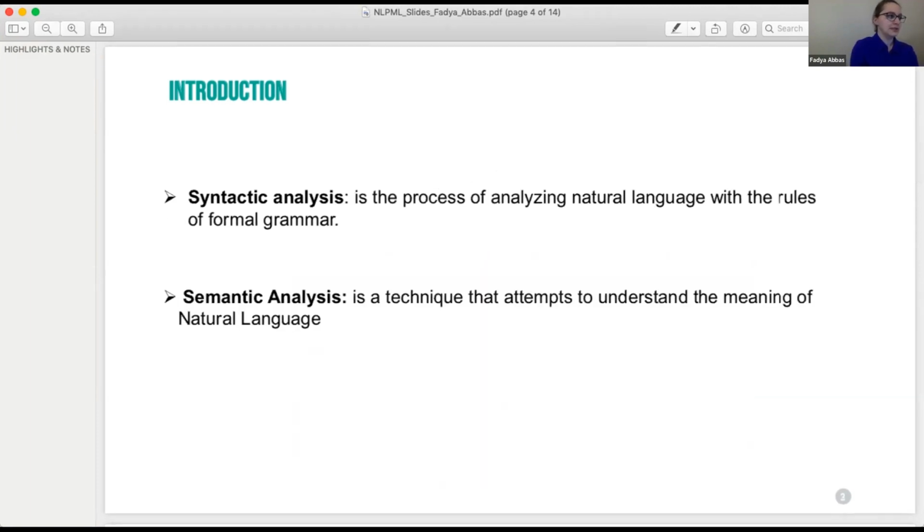Let's see the difference between syntactic analysis and semantic analysis. Syntactic analysis is the process of analyzing natural language with the rules of formal grammar. So, it is the set of rules needed to ensure the sentence is grammatically correct, and most NLP techniques can analyze that. While semantic analysis is the technique that attempts to understand the meaning of language. So it's something hidden in the data and cannot be computed directly. So NLP needs more time and effort to do that.